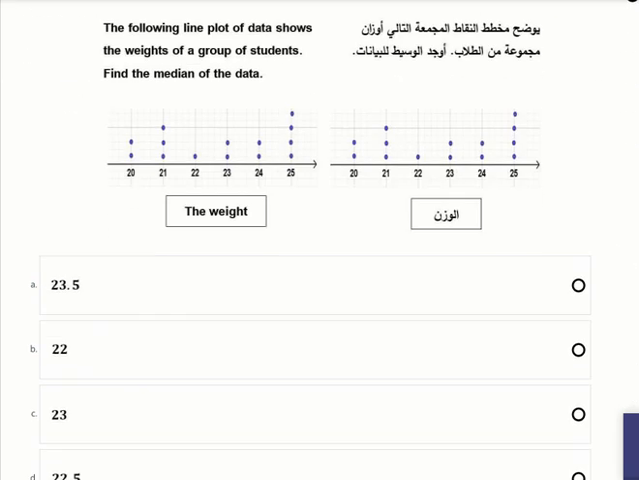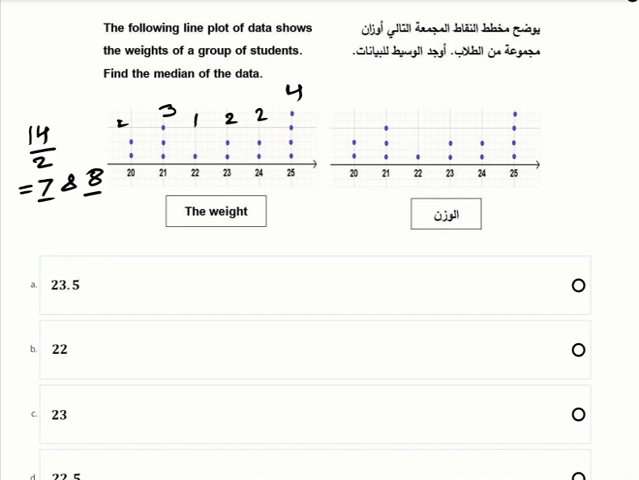what's the next question? The following line plot shows the weights of a group of students. Find the median of the data. Okay. Now you see, for the median, what you can do here, just count the total number of students, meaning count the total dots. So 2, 3, 5, 6, 8, 10, and 4, 14. So there are 14 data. 14 numbers, 14 students. So it means in between you will have 2 students.